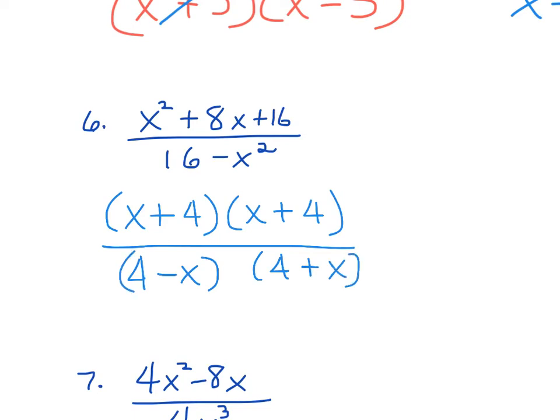Now, remember, with addition, you can apply the commutative property. The order that you add two numbers doesn't matter. So what can I simplify here? X plus 4 and 4 plus x. Perfect. Okay, and then you're left with x plus 4 over 4 minus x, and you're finished.